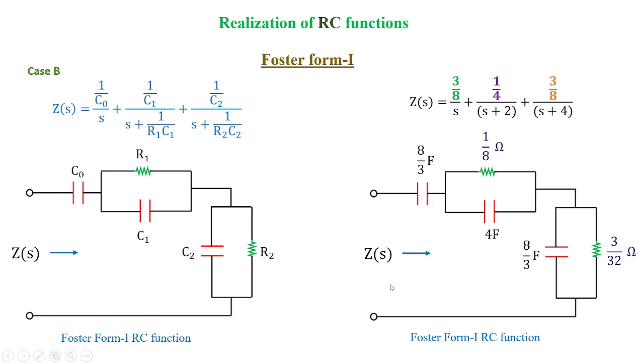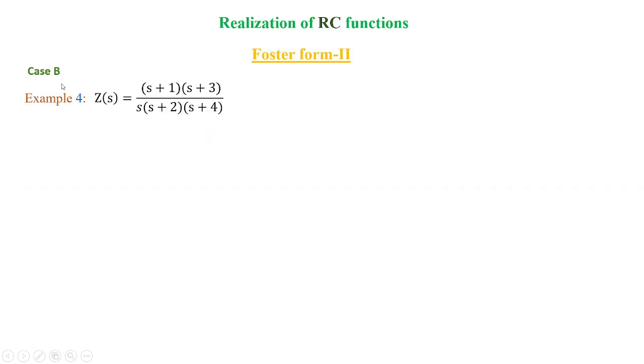What is our main intention? It is a series combination of parallel networks. So thus we have obtained the Foster form 1 representation for RC functions under the second example of case B.